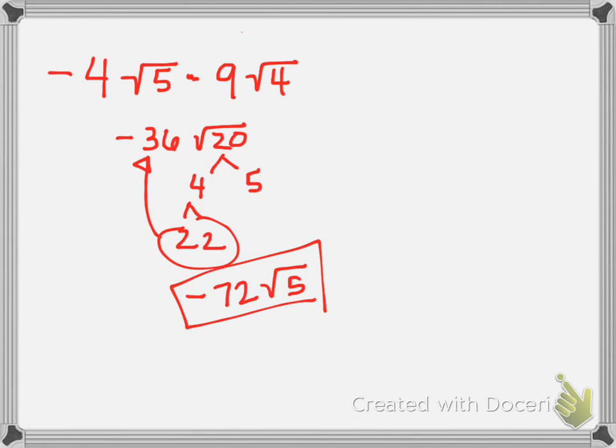The next one, negative 4 times 9 is negative 36. Square root of 5 times square root of 4 is square root of 20. I break down square root of 20, and I get a pair of 2's. I bring one 2 out. 2 times negative 36 is negative 72, and the root 5 stays in.